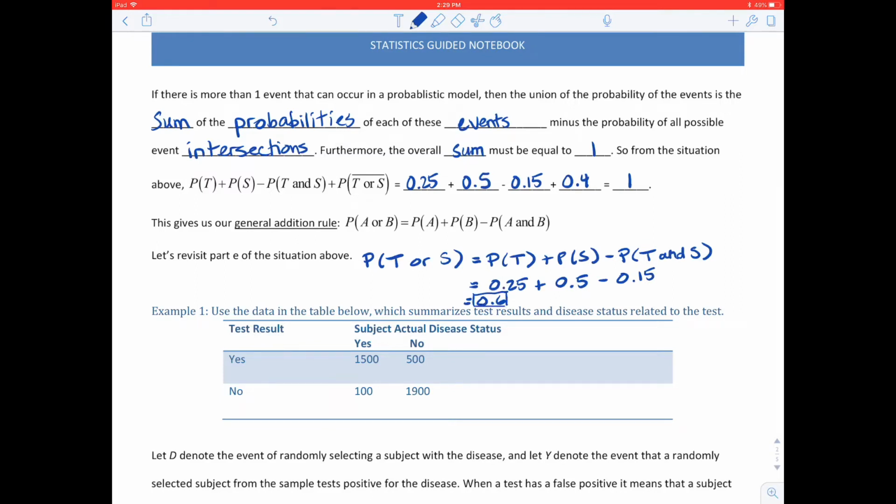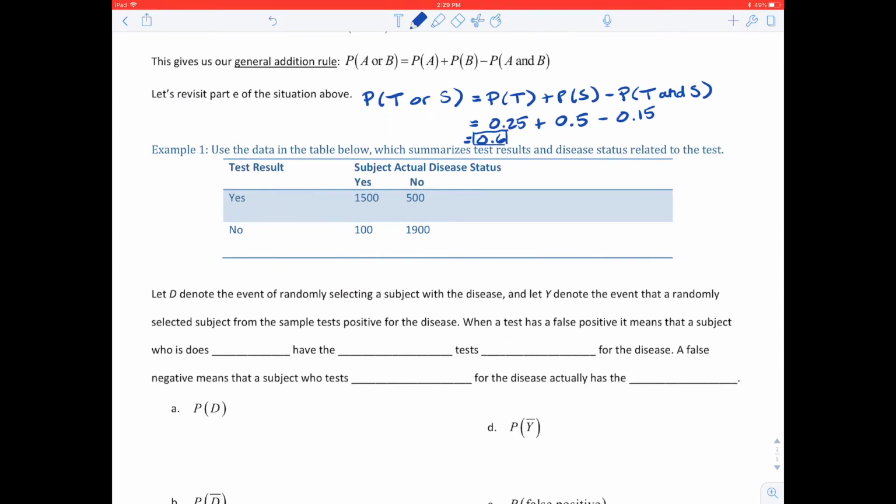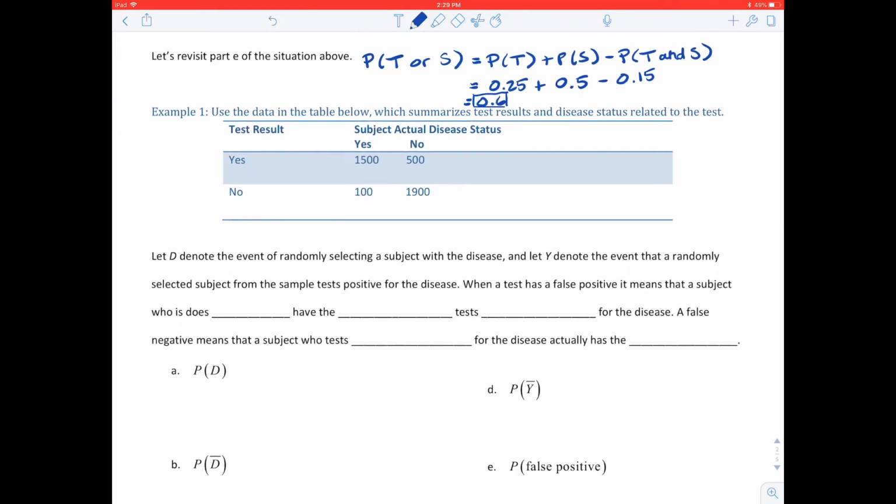Good so far? Awesome. All right, so now let's take a look at this example. These are always interesting to look at. So here we've got test results and actual disease status of these subjects. So here we've been given this scenario.